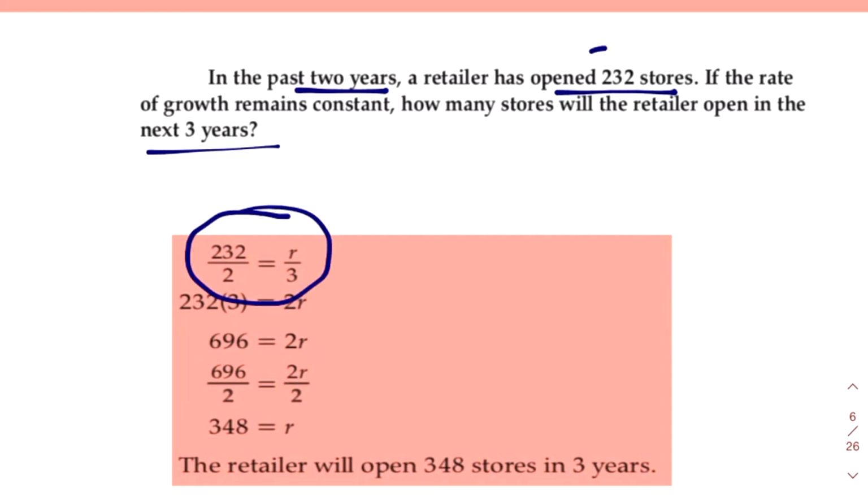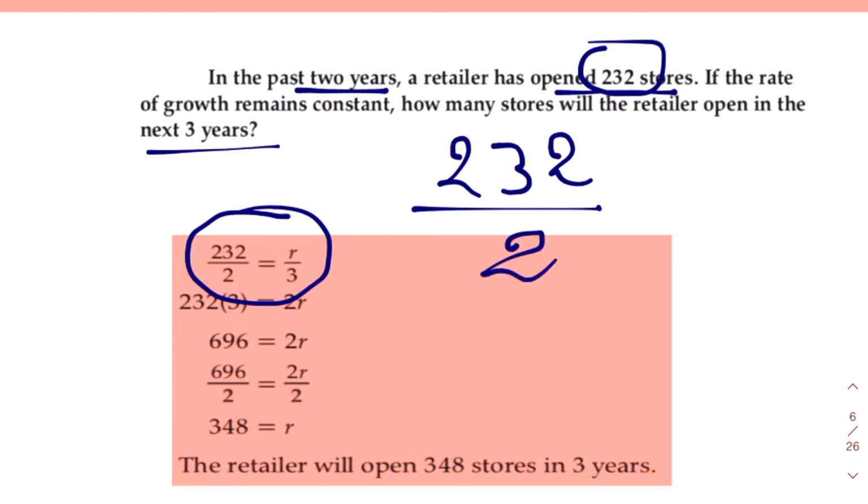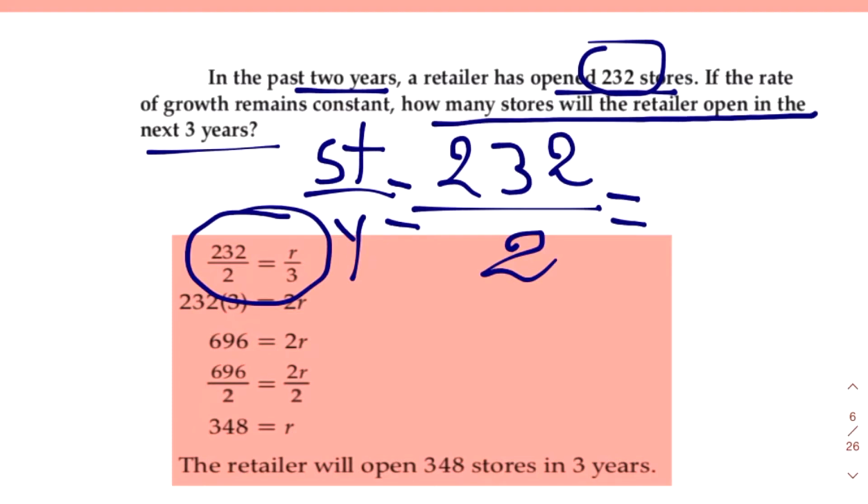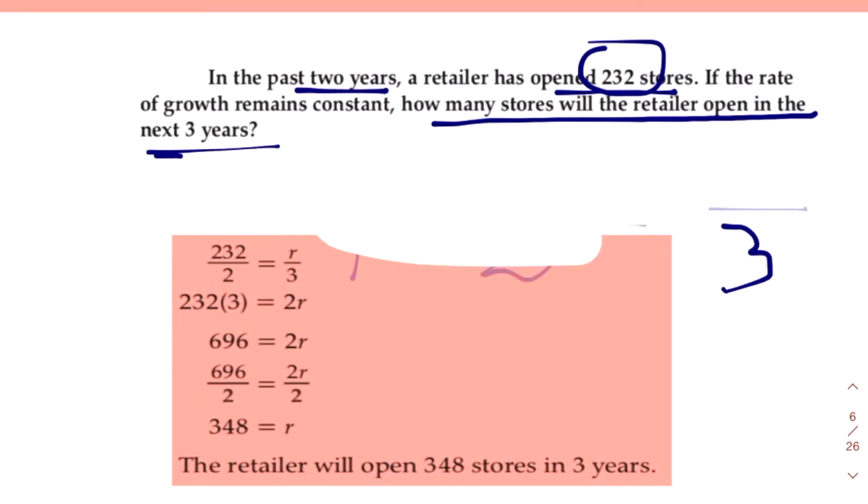You take your 232 over 2 years. So here you have stores, here you have years. Okay? Make sure you respect the order. Store over years, and you do the same for the second ratio. How many stores will the retailer open in 3 years? So you put over 3, and you put X, or you put R, or you put whatever variable you like. Okay? And that's it. As soon as you put this ratio, you are done.